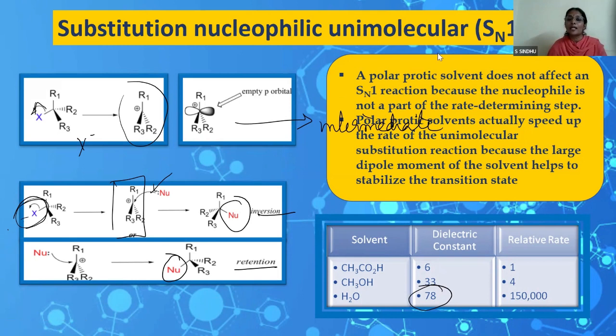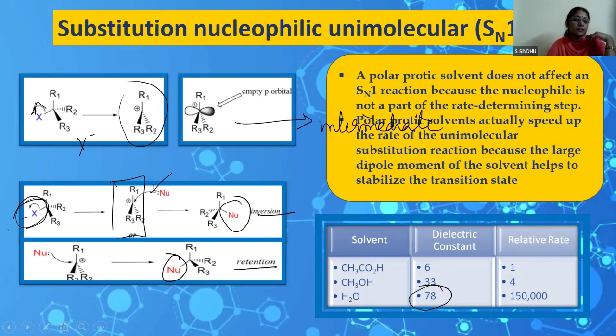So this is it. A polar protic solvent is a very important aspect in the SN1 mechanism. We need a polar protic solvent for the reaction to happen. So that is why, even if you take water or ethanol, the example that I showed you there, water comes and attacks, and then a proton is removed. That is what happens in an SN1 mechanism.